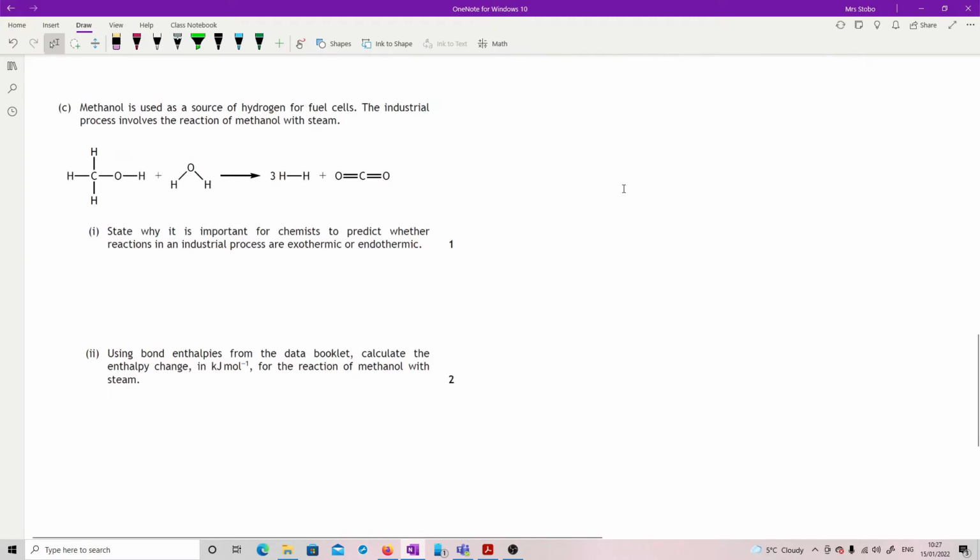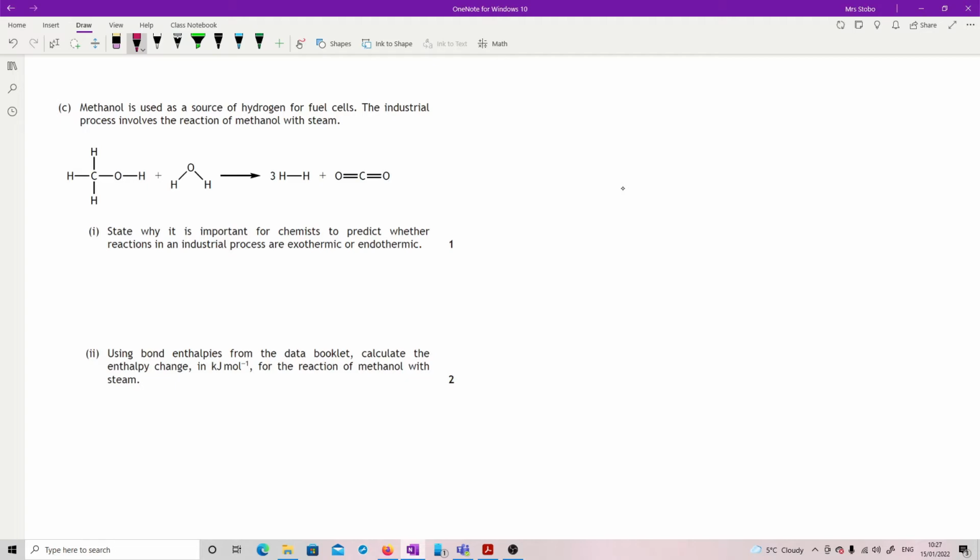Methanol is used as a source of hydrogen for fuel cells. The industrial process involves the reaction of methanol with steam. We've got a little picture, and the equation. State why it's important for chemists to predict whether reactions in an industrial process are exothermic or endothermic.